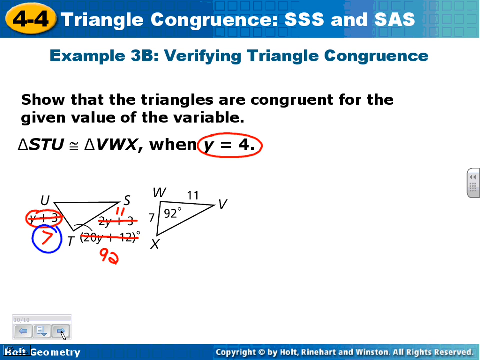So look at your ratios. I see a 7 here, 7 there. I see a 92 angle and another 92 angle. Then I have this 11 and that 11. So yes, my triangles are congruent. Why are they congruent? Because of side, angle, side. So SSS and SAS are two abbreviations you need to know and need to have memorized.